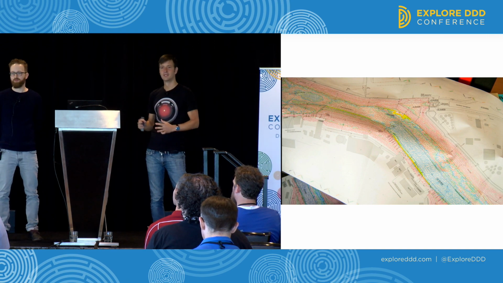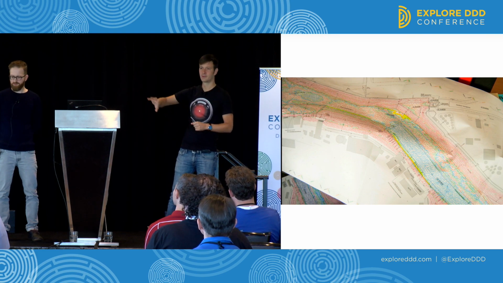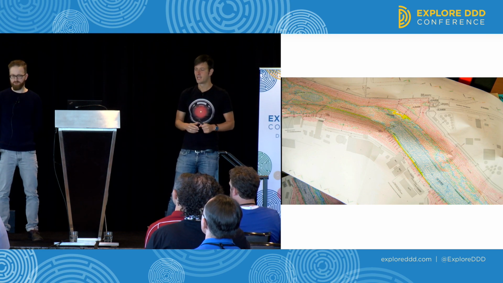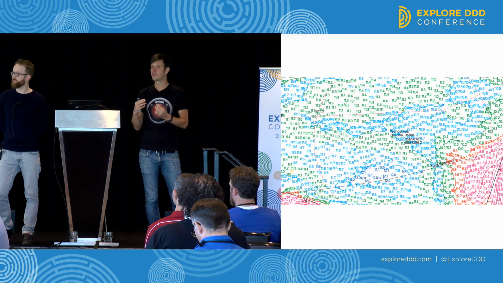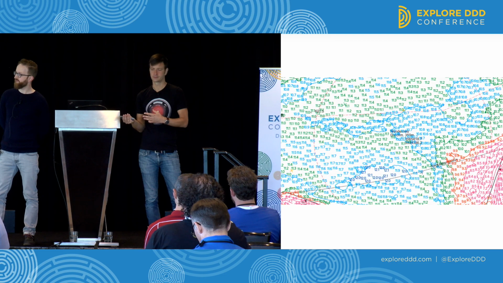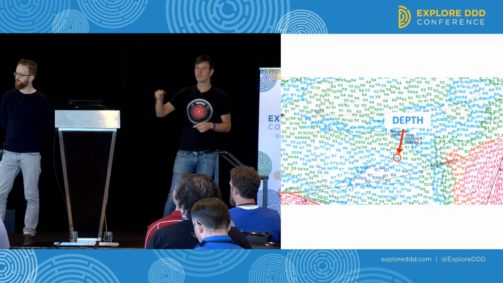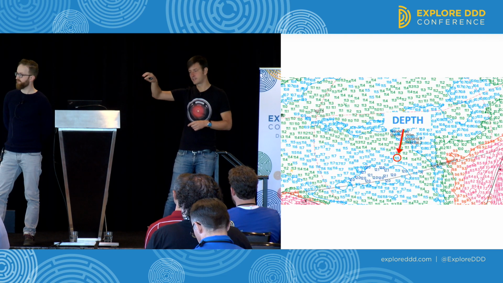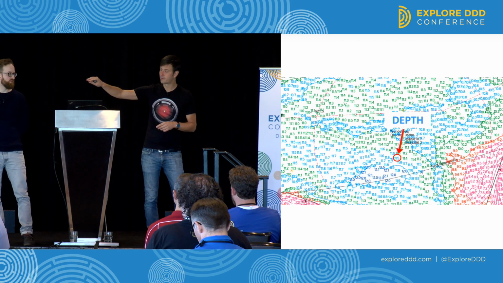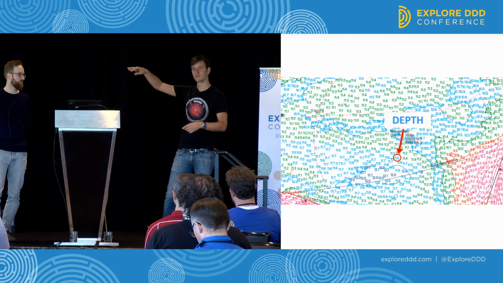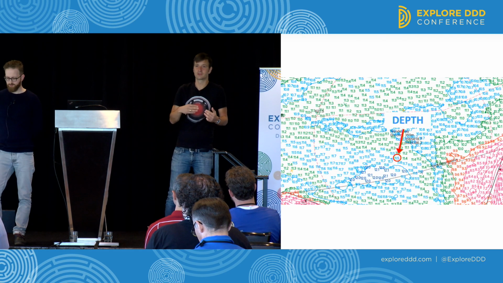So a depth map is a big map with some colorful thing in the middle. That's the stream of the river. And if we zoom in more closely, then we can see these colorful things. Those are numbers. So-called depths. Every number is a depth at a particular position. So at this position, we have 11.5 meters from the surface of the river to the ground of the river. So meters, because in Europe we use the metric system.